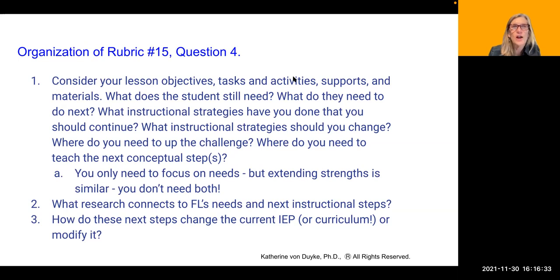would change the current IEP or the current curricular goals for the student. So basically there's a current plan, but if they're going to move forward, you're going to make some suggestions to change the accommodations, the modifications, or the conceptual ideas moving from where you are. All right.